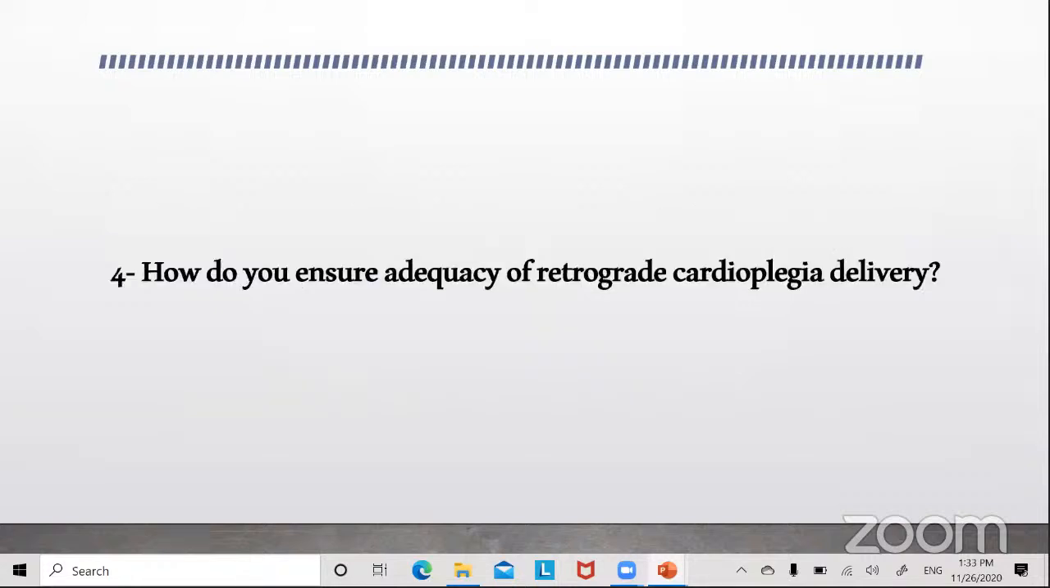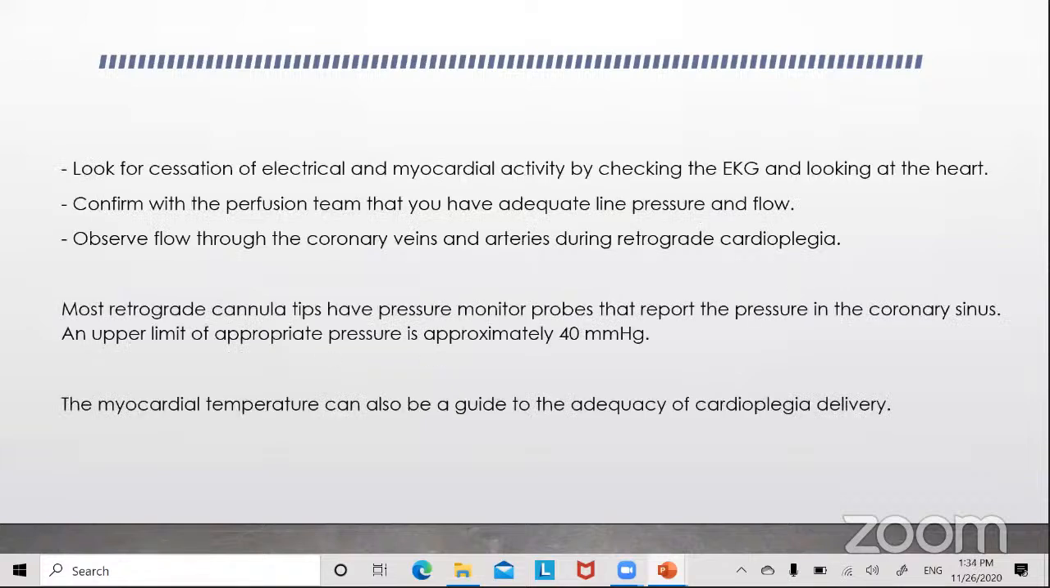How do you ensure adequacy of the retrograde cardioplegia delivery? Look for the cessation of electrical and myocardial activity by checking the ECG and looking at the heart. Confirm with the perfusion team that you have adequate line pressure and flow. Observe flow through the coronary veins and arteries during retrograde cardioplegia.